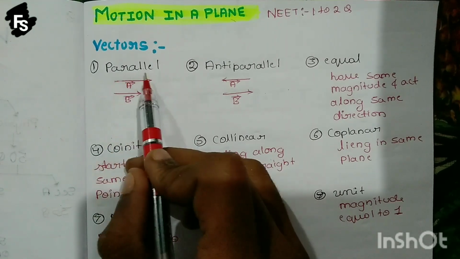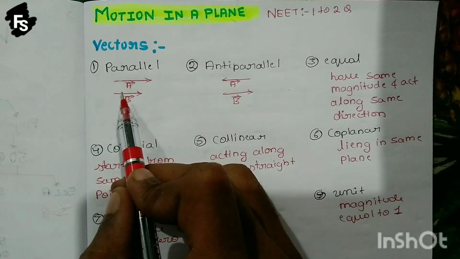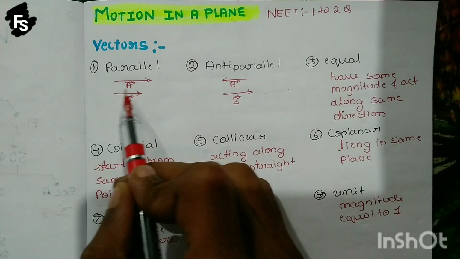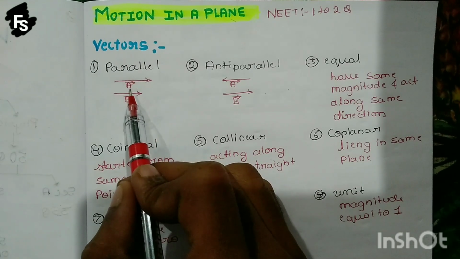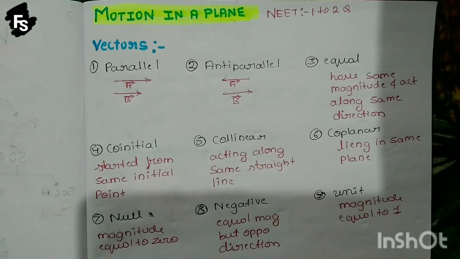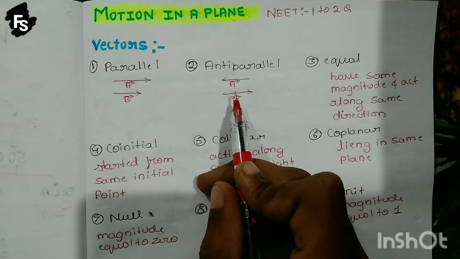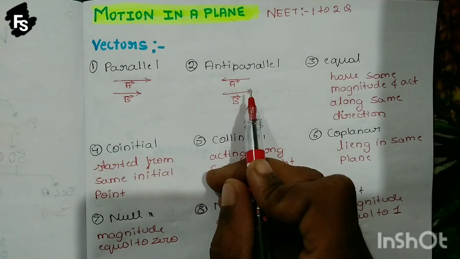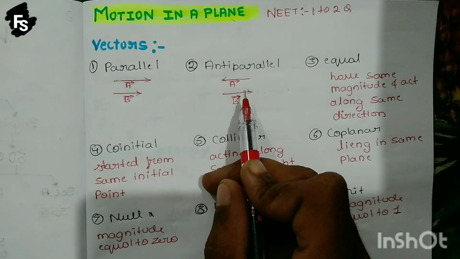First, parallel vectors. If two vectors are parallel and in the same direction, then they are called parallel vectors. Second, anti-parallel vectors. If two vectors are parallel but in opposite directions, then they are called anti-parallel vectors.